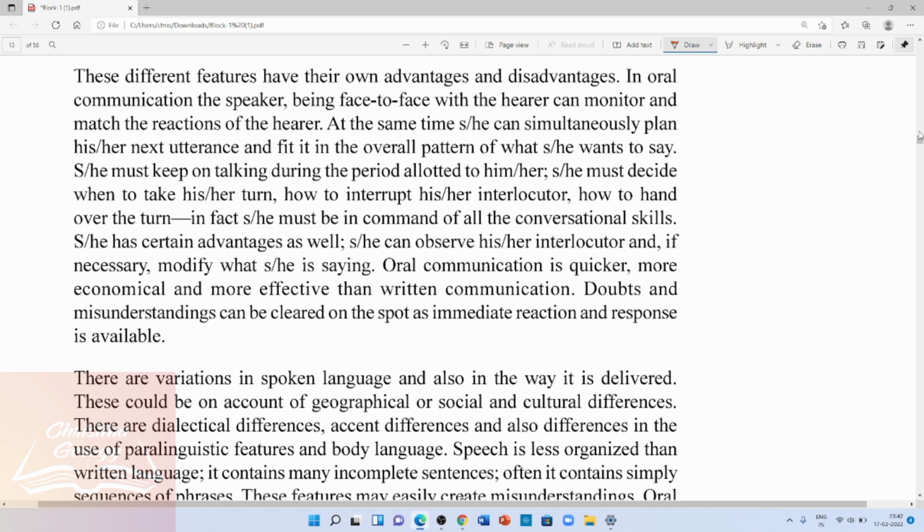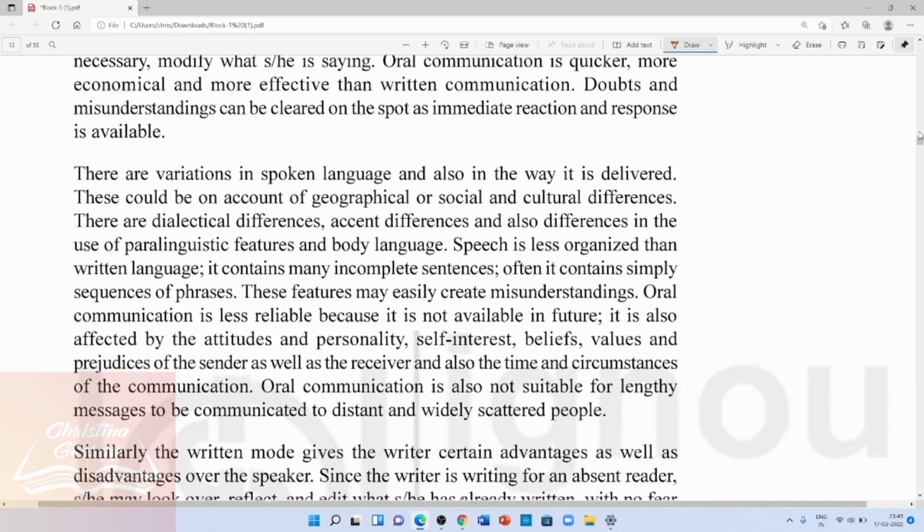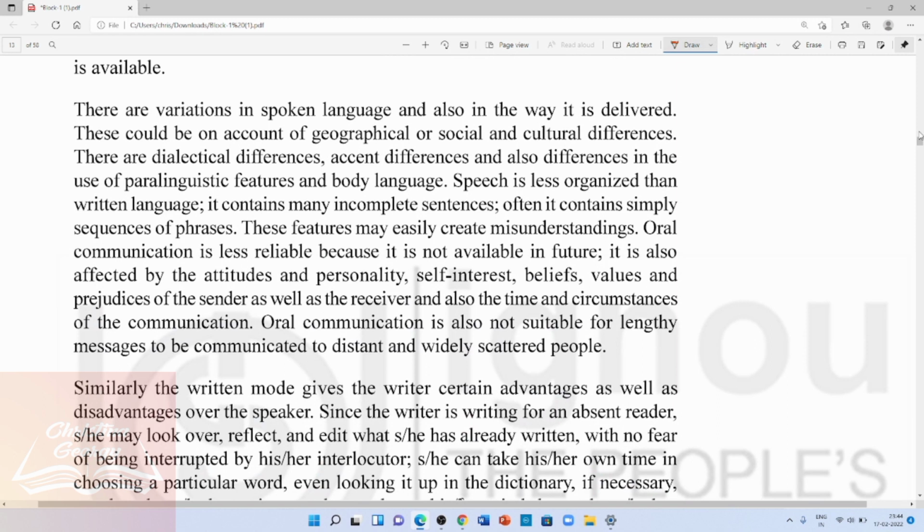There are also certain disadvantages to oral communication. Speech is less organized than written language. It contains many incomplete sentences. Often it contains simply sequences of phrases. These features may easily create misunderstandings. Oral communication is less reliable. Why is that so? Because it is not available for future reference. It is also affected by the attitudes and personality of the speaker.